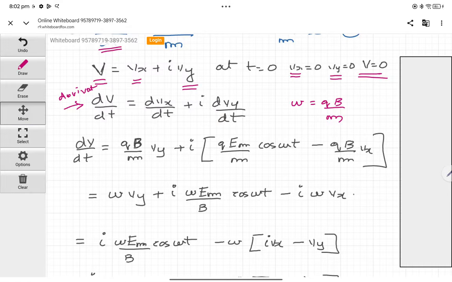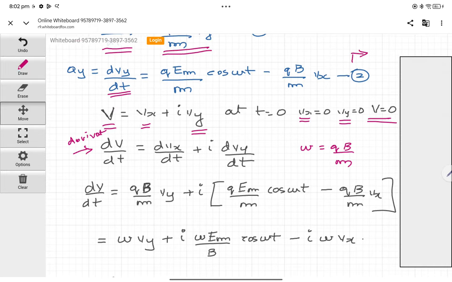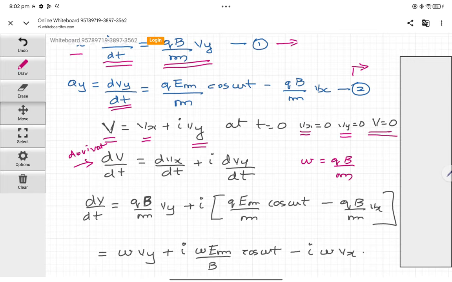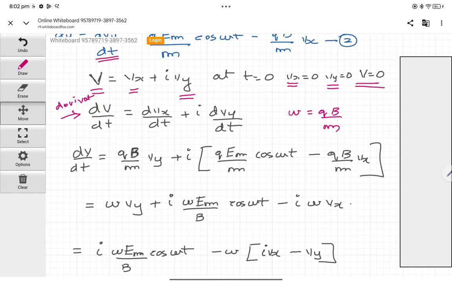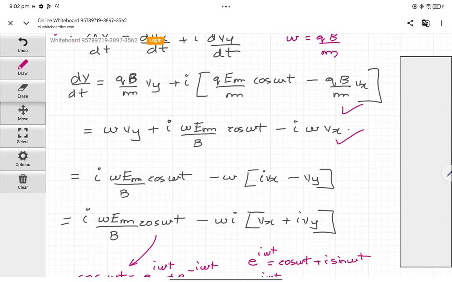Right. So now we put back equations 1 and 2, which we had defined over here. Which was dVx/dt is qB Vy/m, and dVy/dt is this big function here. So we put it back over here. This is where we do the substitution. Okay, now we club the real parts and the complex parts. I'm sure you are well versed with your complex numbers, right?